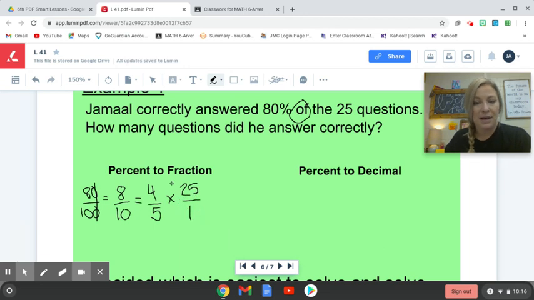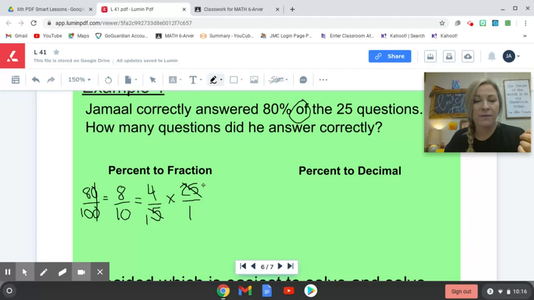Taking a look at this now. Cross-reducing helps us in the long run, so let's take a look at numbers that are diagonal from each other. 4 and 1, there's nothing that I can reduce there. Those numbers need to stay the same. But 5 and 25, I can definitely reduce those. They both have a common factor of 5. 5 divided by 5 is 1. 25 divided by 5 is 5.